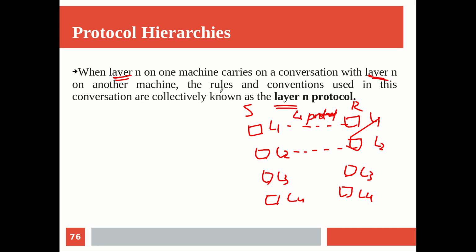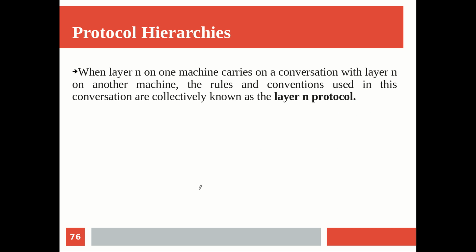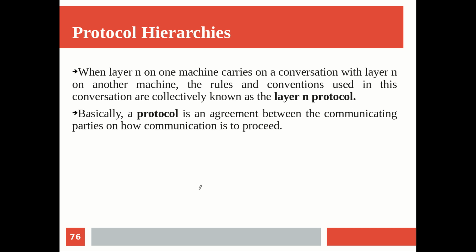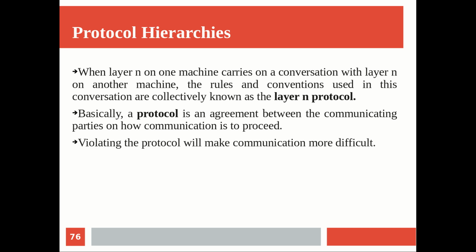So that is what is listed here. Just read it again. The layer n on one machine carries on a conversation with layer n on another machine. The rules and the conventions used in this conversation are collectively known as layer n protocol. Now, a protocol is an agreement between communicating parties on how communication is to proceed. This definition we have already come across. Violating the protocol will make the communication more difficult, so everyone participating in the communication is supposed to follow the protocol.